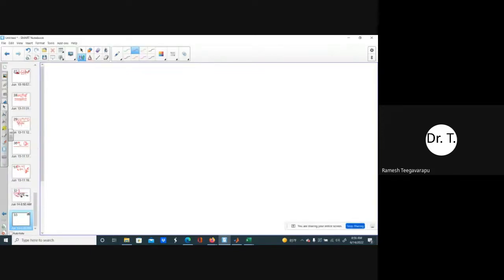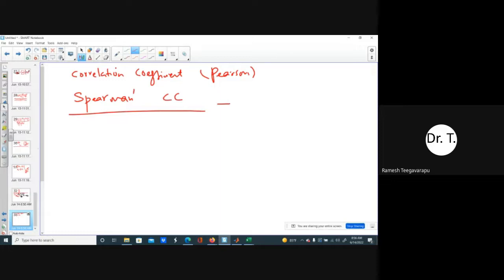So the other performance measures can be, of course, we already talked about the correlation coefficient, typically associated with Pearson, okay? So we call it the Pearson correlation coefficient. Then we can also have Spearman's correlation coefficient. Spearman's correlation is nothing but a non-parametric version. That means it doesn't make any assumptions about the data. So it creates a correlation coefficient based on the ranks of the data.